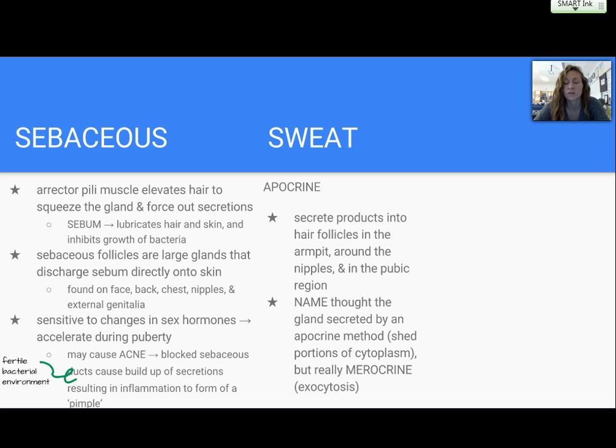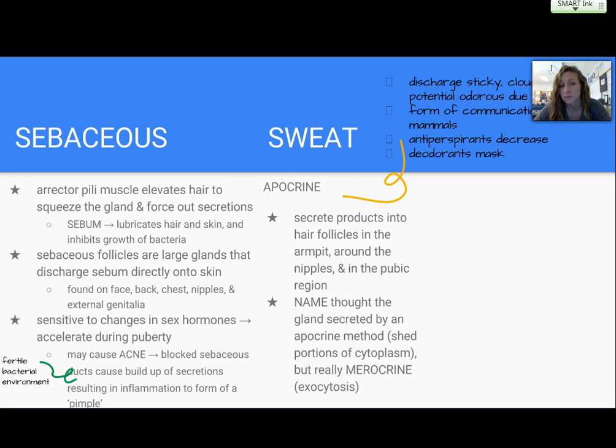Now, sweat is also into 2 types. You have your apocrine. They secrete products into hair follicles in the armpit, around the nipples, and in the pubic region. The name is apocrine because it was thought to be a gland that's secreted by the apocrine method, which is a shedding of portions of the cytoplasm, but it's really a merocrine secretion, which is through exocytosis, but they still kept the name. Now, apocrine secretions are a sticky, cloudy, and potentially odorous due to bacteria form of sweat.